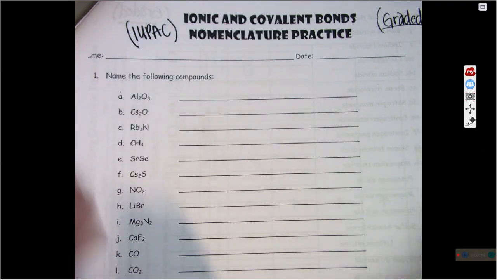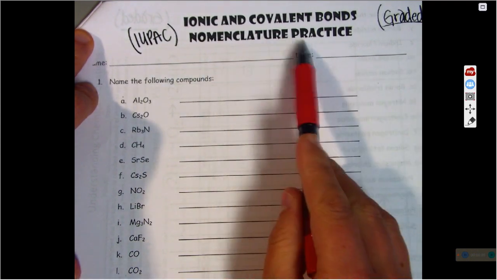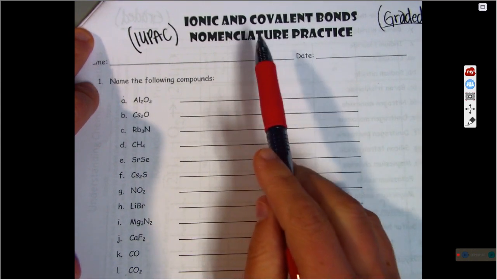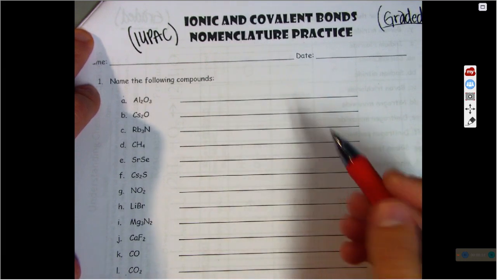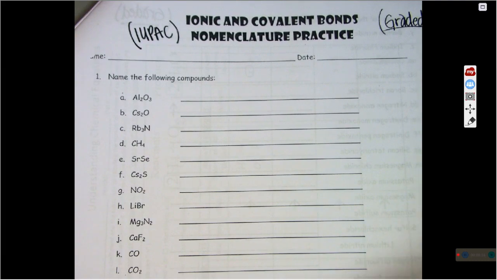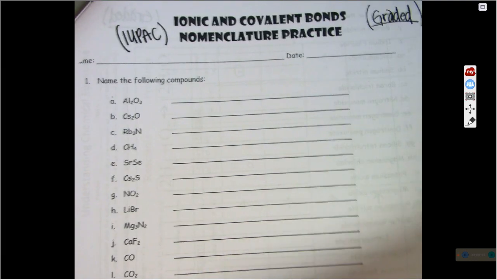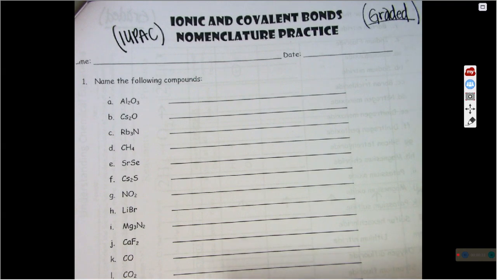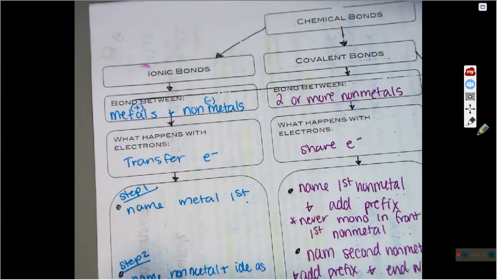Okay, today we're going to look at page 13 in your packet, and it is called Nomenclature Practice. Nomenclature is our way of naming ionic and covalent bonds. Okay, and what you should see is that on page 7, you should have your naming rules. So if I look back to page 7, what I see is that I have a chart with both of my ionic and covalent naming rules.